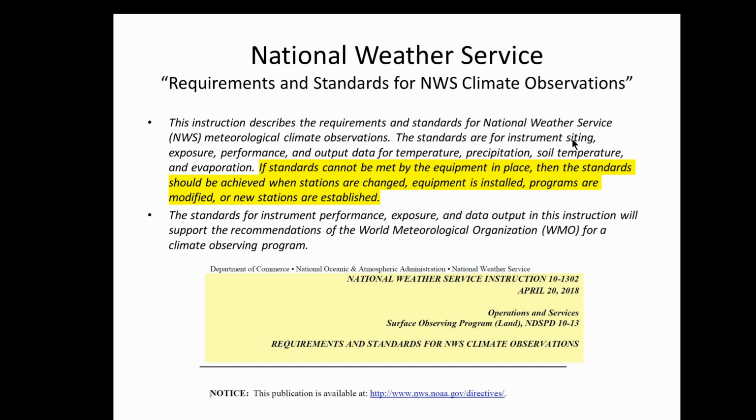The standards are for instrument siting, which turns out to be very important, where you put the instrument to measure, exposure, performance, and output data for temperature, precipitation, soil temperature, and evaporation. Now, interestingly, it says if standards cannot be met by the equipment in place, then the standards should be achieved when stations are changed, equipment is installed, programs are modified, or new stations are established. So you can see here, there is some leeway for a device. It doesn't have to meet the standards in this document, but it should be achieved when you change something about that station. So you can see there's a little bit of wiggle room here for accuracy, which is good to keep in mind. So whatever's in here may or may not pertain to any particular station.